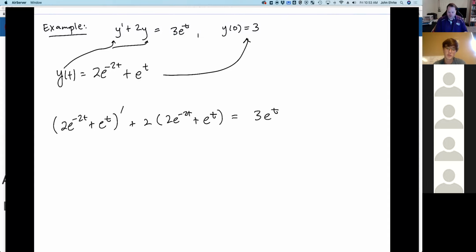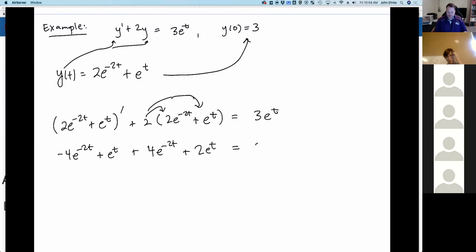And I'm going to check on both sides. So the derivative of 2e to the negative t is negative 4e to the negative 2t. The derivative of e to the t is e to the t. Distribute the 2 here. You'd get 4e to the negative 2t, 2e to the t. The negative 4, positive 4 cancel. E to the t plus 2e to the t is 3e to the t. So that part checks out. It satisfies both sides of the equation.